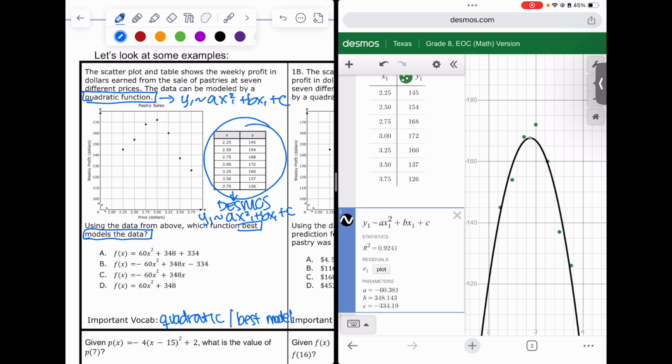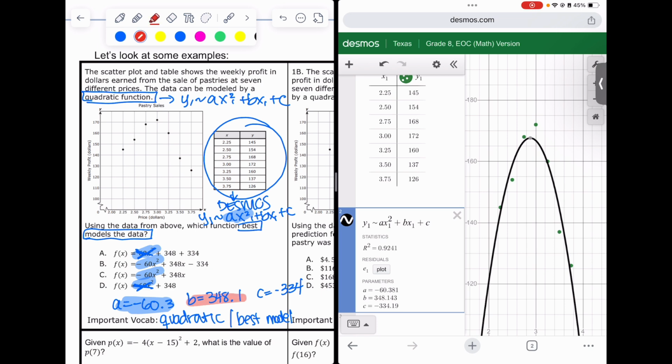So here, I have my A equals negative 60.3, B equals 348.1, and C equals negative 334. So when I look at A, remember A is with x squared. And I'm looking for negative 60. That means A cannot be my answer and D cannot be my answer because they're not negative.